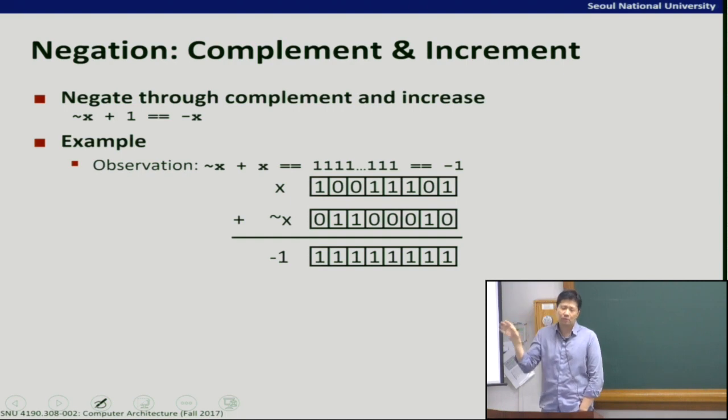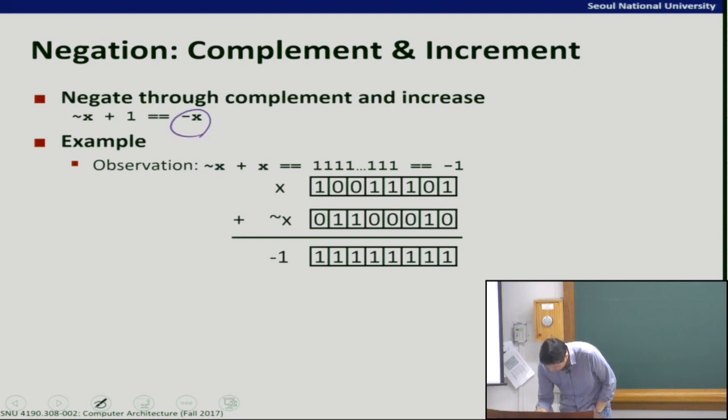So the easiest way to calculate two's complement is you invert every bit, and then you add 1 to the result, right? So that's how we calculate this minus x.